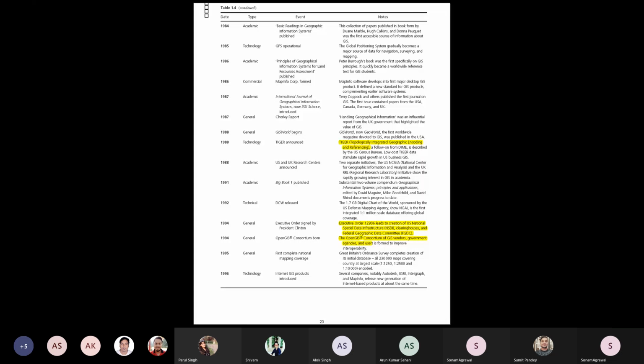Now, why is it mentioned over here? Because with the help of this executive order, they gave the US National Spatial Data Infrastructure Clearinghouse and the FGDC, Federal Geographic Data Committee. Okay. Now, what is the meaning of all this?